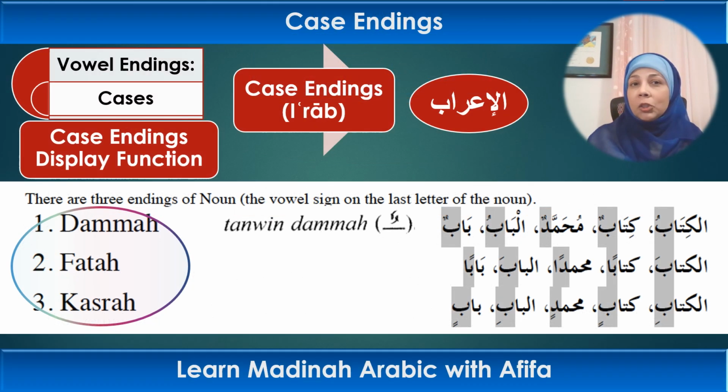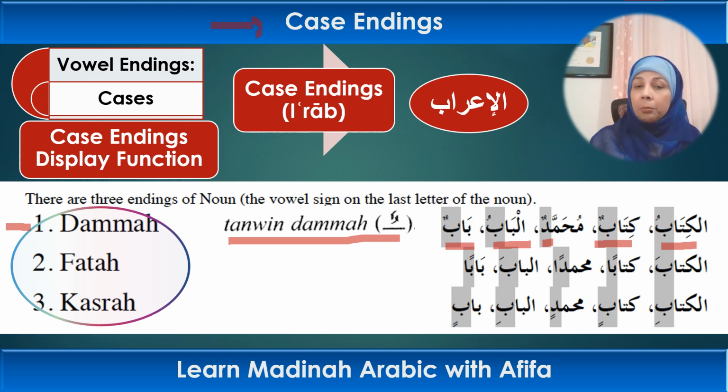So now let's first talk about case endings in Arabic. Let's take a look at this first line where all the words end with a dhamma. The first word here is al-kitabu. The ending is a dhamma. The second word ends with a tanween dhamma, kitabun. Tanween dhamma means there are two dhammas. And similarly, Muhammadun, al-babu, and babun.